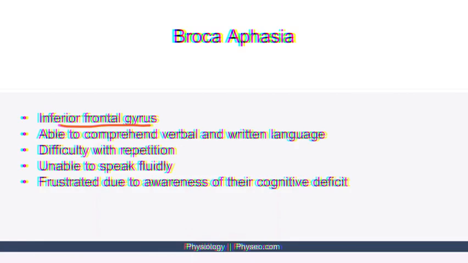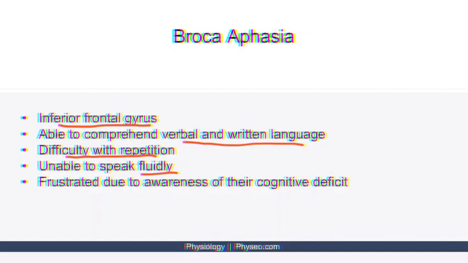First, their ability to comprehend verbal and written language is intact. Second, they have difficulty repeating phrases, so difficulty with repetition. And third, they are unable to speak fluidly. Fluidity refers to the ability to speak in a melodic and convincing manner. Hopefully after we go through some questions later in this lecture, you'll be more comfortable with fluidity.